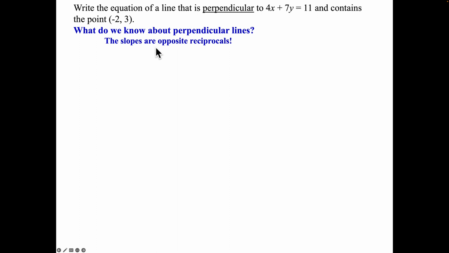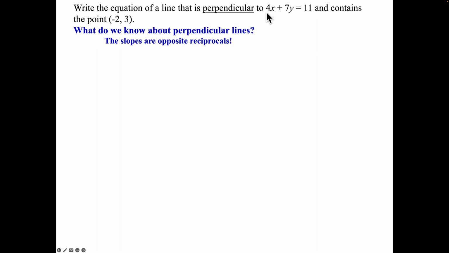All right, write the equation of a line that's now perpendicular to 4x plus 7y equals 11 and contains the point negative 2, 3. All I did is change parallel to perpendicular. What do we know about perpendicular lines? Okay, perpendicular lines form 90-degree angles. That means their slopes are going to be opposite and reciprocals.